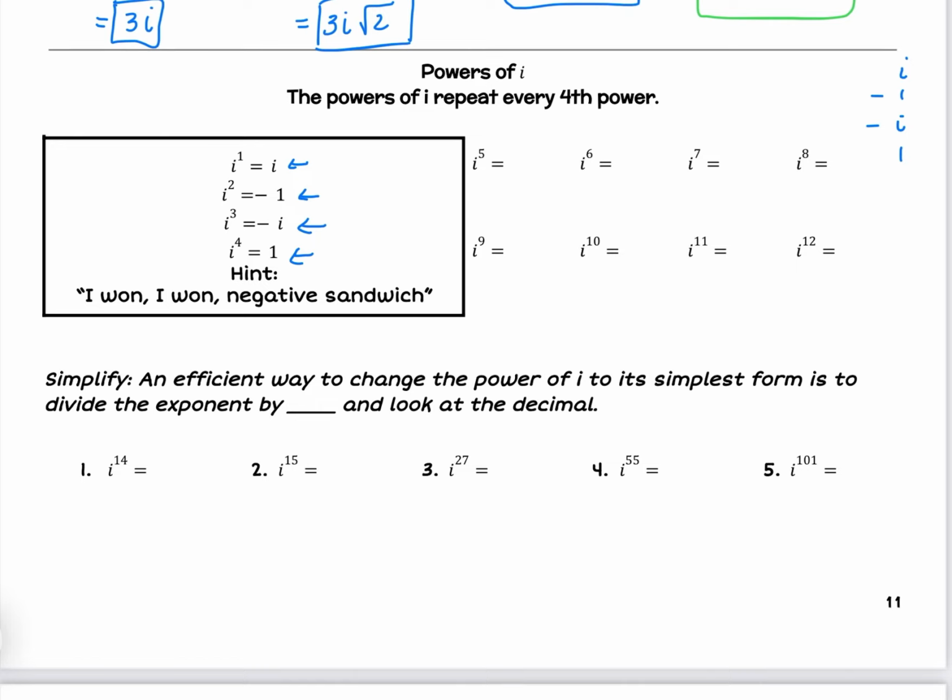So it just rotates. You can count: I to the 5th power would be 1, 2, 3, 4, 5. So it's going to pop right back up to I, which is the same thing as just I. And it's going to keep rotating. So for 6, it's going to go to negative 1. For 7, it's going to go to negative I. For 8, it's going to go to 1.